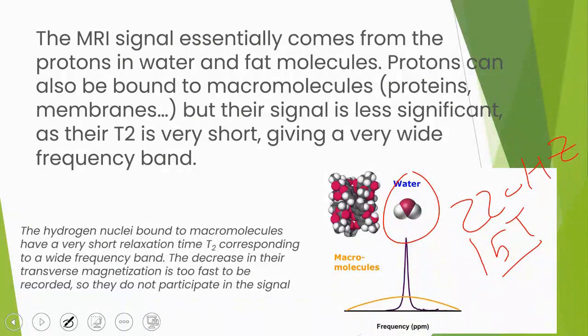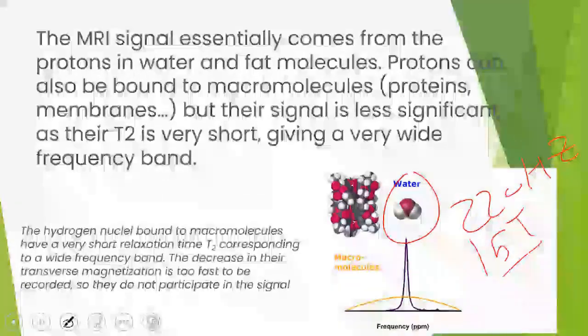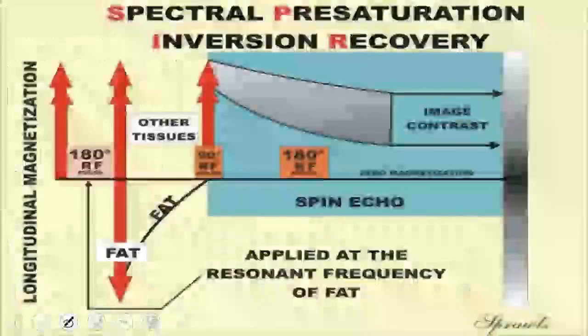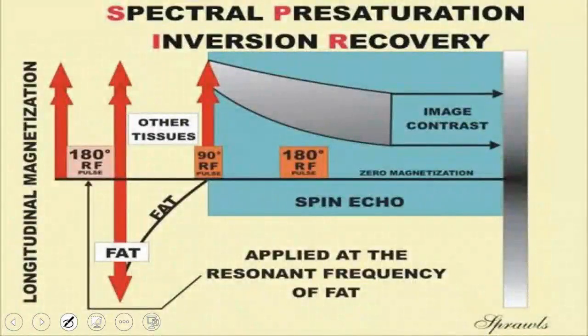If you have pathology or anything that you suspect contains fat or water content, the tissues close to the fat that you haven't approached will remain present, and the water will still be there. Make sure to determine exactly how much fat is in your image or pathology. How do you do this? This is where spectral resaturation inversion recovery comes into play, transitioning to the selective enhancement.